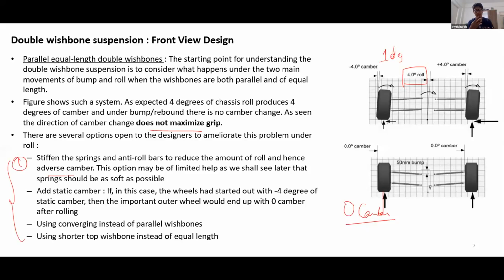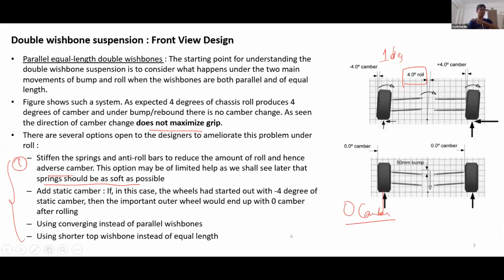Again, you're not helping, you're going in the wrong direction, but a little less in the wrong direction. Instead of having 4 degrees worth of bad camber, you'll have 1 degree worth of bad camber. You have improved the situation to a certain extent, but not as completely as possible. This is also a bad solution because springs should be as soft as possible so that your suspension is able to follow an uneven road.